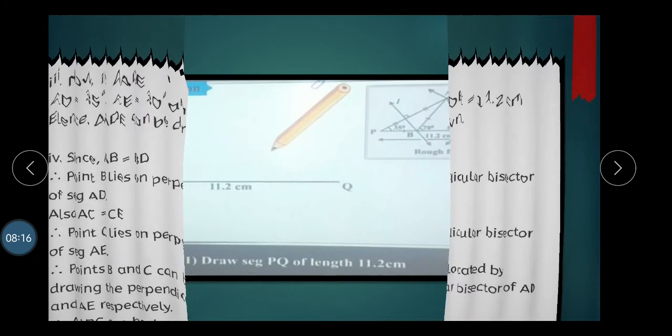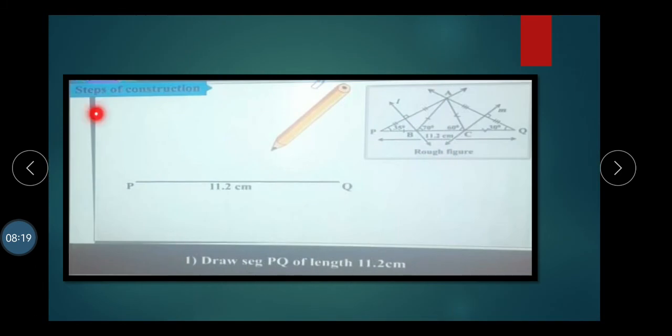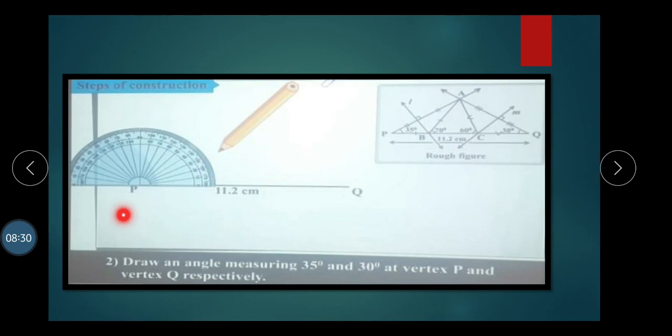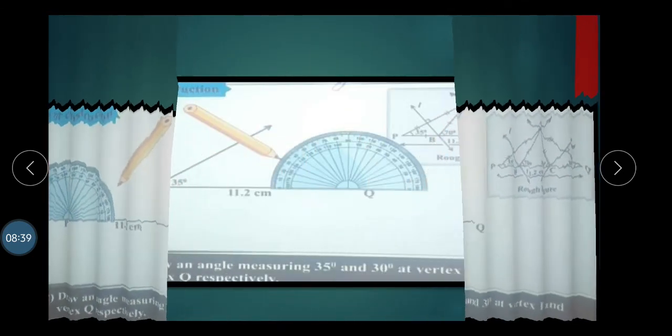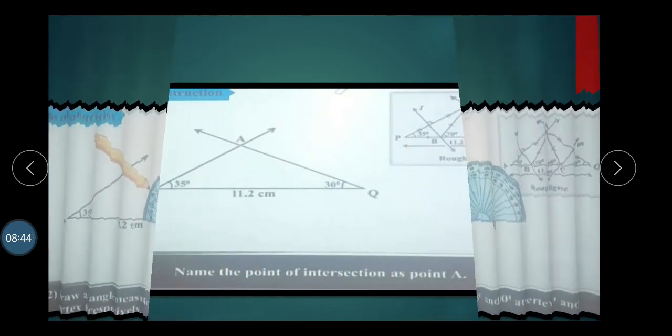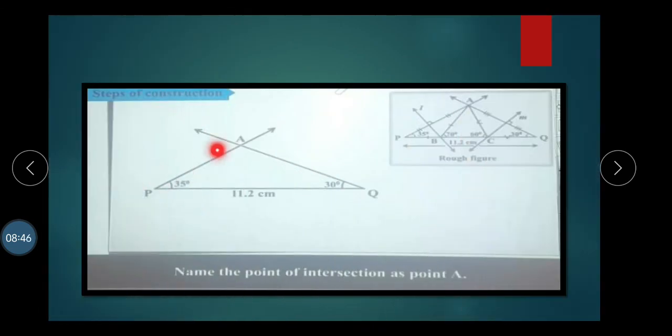Let's see the construction. Steps for construction. Step number 1. Draw seg PQ of length 11.2 cm. Step number 2. Draw an angle measuring 35 degree from point P and 30 degree from point Q. This is the way you will be constructing your angles. The point at which these rays meet, we will name it as point A.